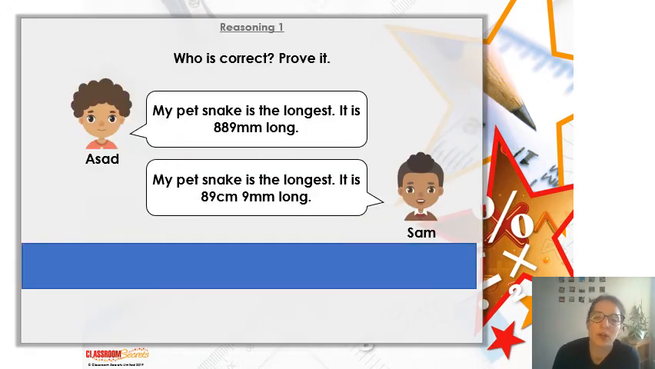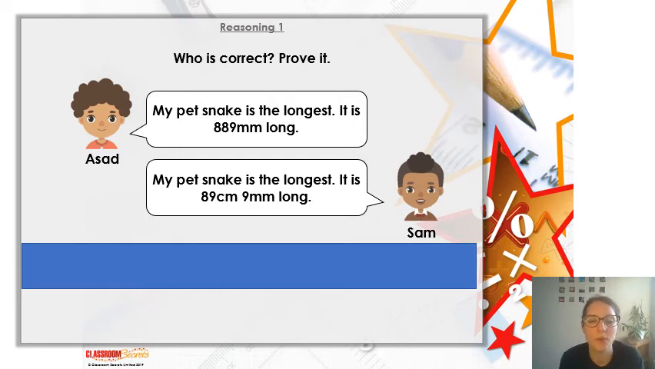Okay, let's have a go at some problem solving here. So who is correct? And the important bit there, prove it. Asad said, my pet snake is the longest. It is 889 millimetres long. And Sam says, my pet snake is the longest. It is 89 centimetres and 9 millimetres long. So who is correct? You need to prove it. Okay, so pause, read through again. Who's the longest and prove it.